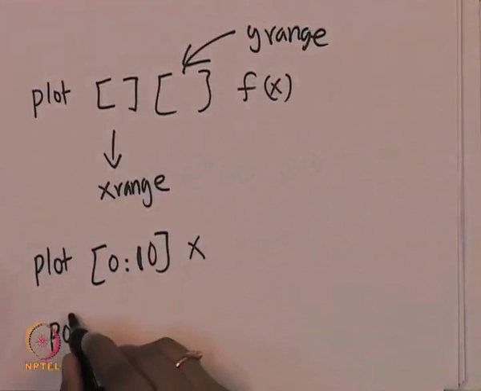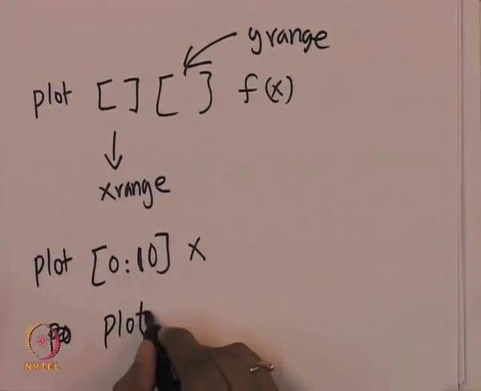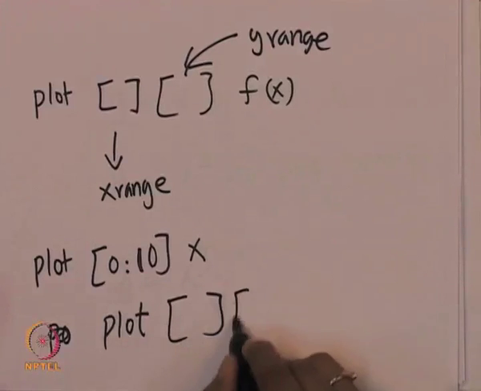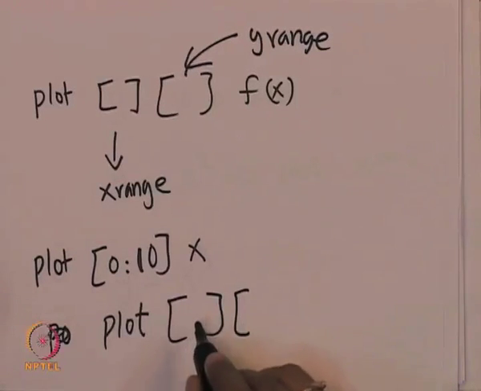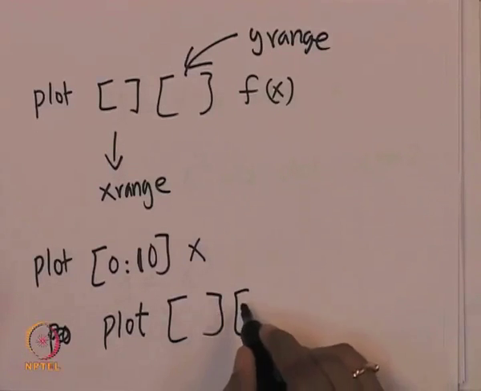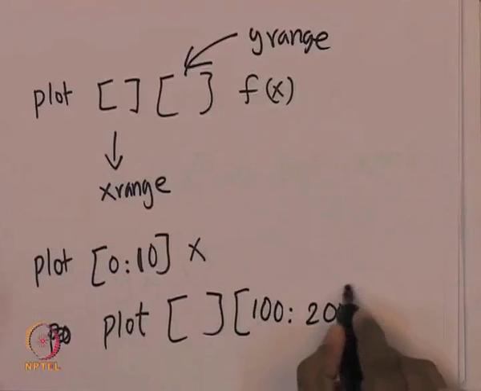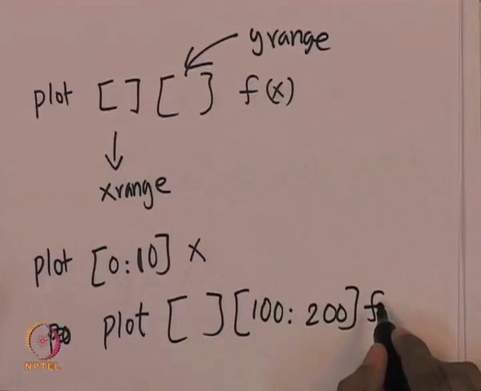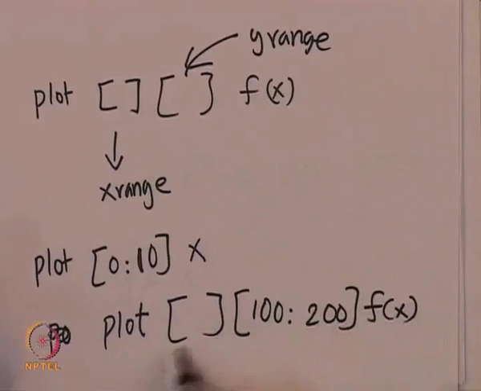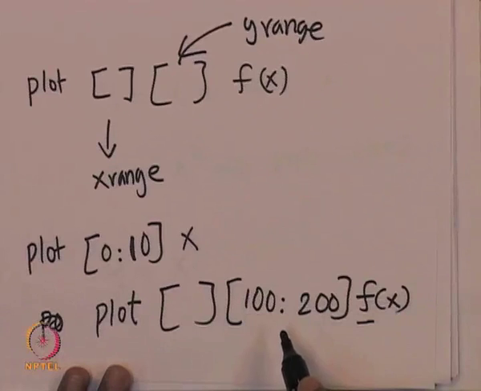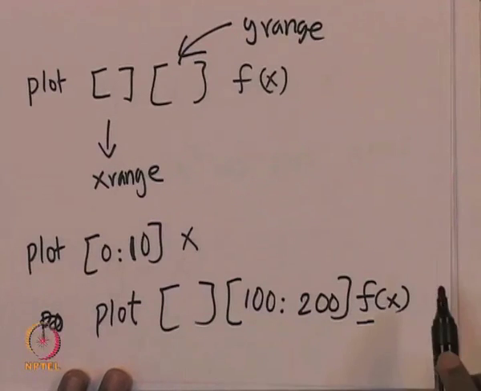But if you say plot, you leave the first square bracket without specifying anything. So leave the first square bracket blank, but you have to put the square bracket, and leave it blank. Then in the second square bracket you put, let us say, 100 to 200, and the function you want, f of x, whatever function we want, then you will get the y range only fixed. So, this is the way to fix the y range alone.